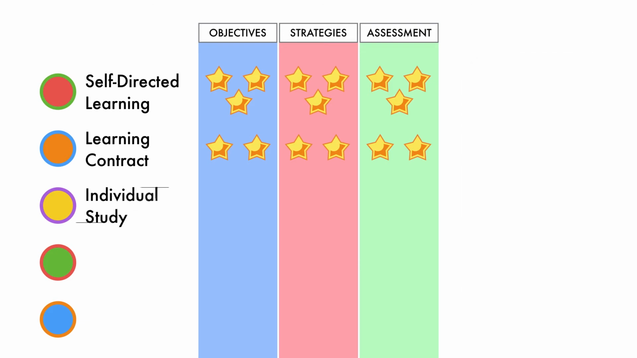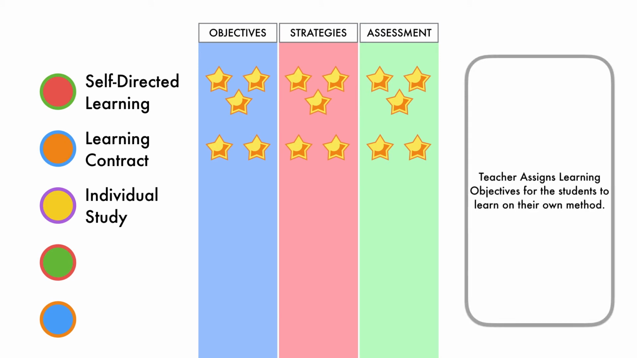Individual study makes use of the same semi-autonomy as the learning contract. The teacher and the student agree to the objectives and the assessment method. But unlike the learning contract, the teacher gives free rein to the student on how they wish to learn, and so learning strategies are autonomous.